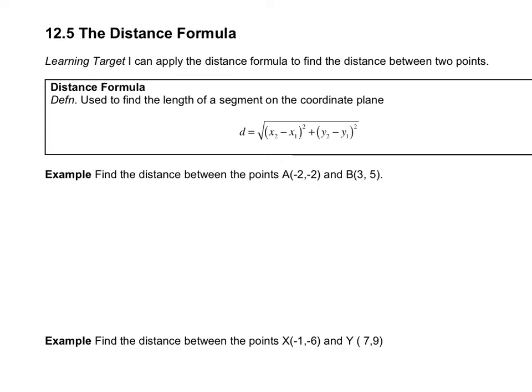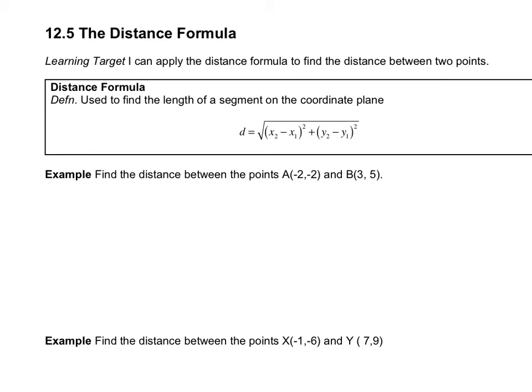So the learning target for today is, well, it should be, to calculate the distance between 2 points. The definition is that it is used to find the length of a given segment on the coordinate plane. The formula is d is equal to the square root of x2 minus x1 squared plus y2 minus y1 squared.